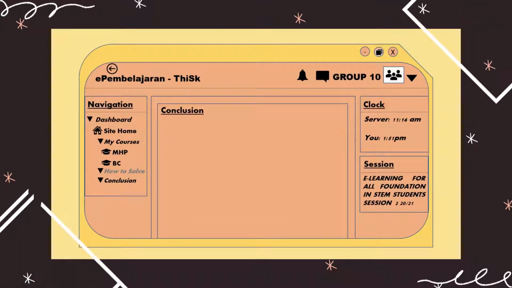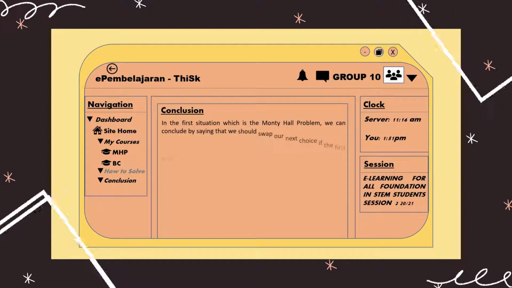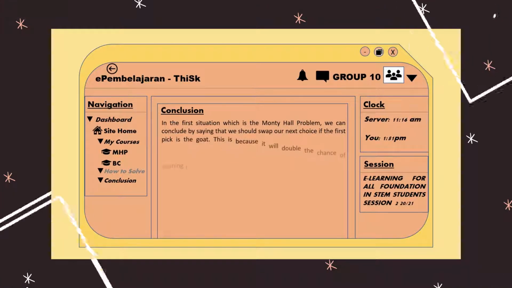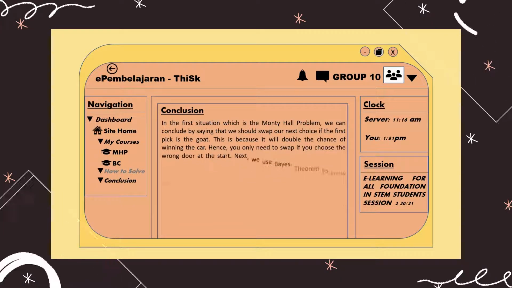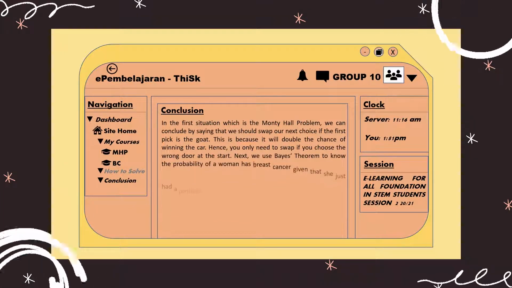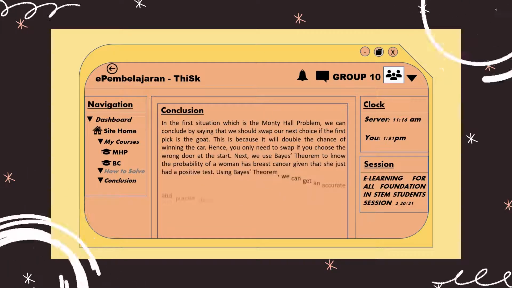Last but not least is the conclusion. In the first situation, which is the Monty Hall problem, we can conclude that we should swap our choice if the first pick is the goat. This is because it will double the chance of winning the car. Hence, you only need to swap if you choose the wrong door at the start.